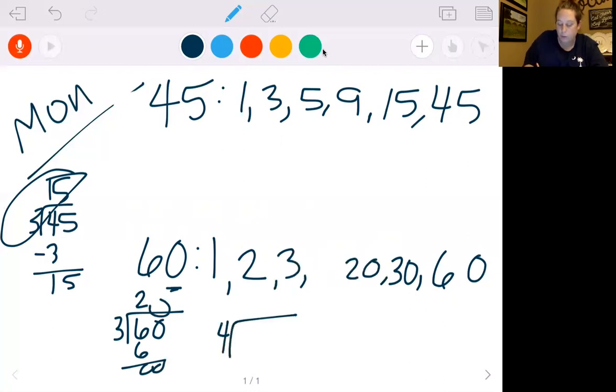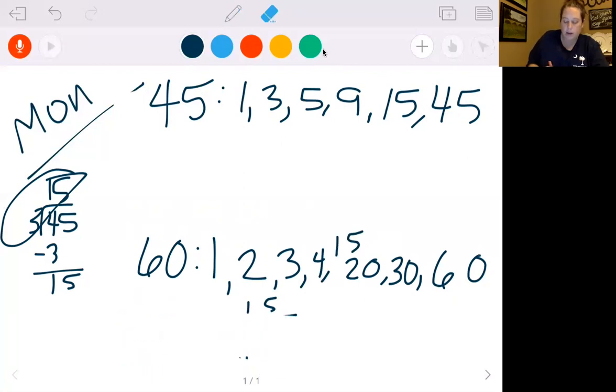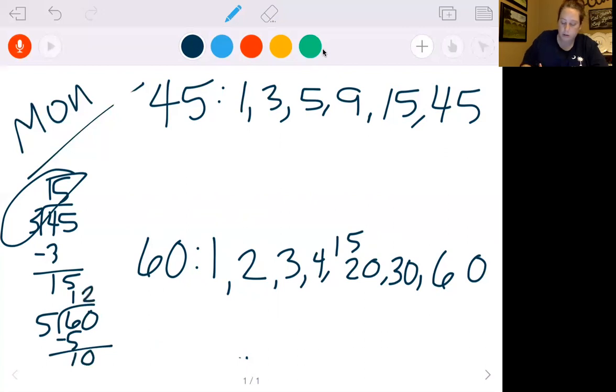And then we can try 4. 4 goes into 60, I'm going to try to squeeze it in there, 4 and 15. Let me erase this work down here. We know that 5 will go into it. So let's do 5 into 60 if you don't know what it is. So 5 and 12 work. 13, 14 not going to work. And then we already did 15, so we can stop because we're already there.